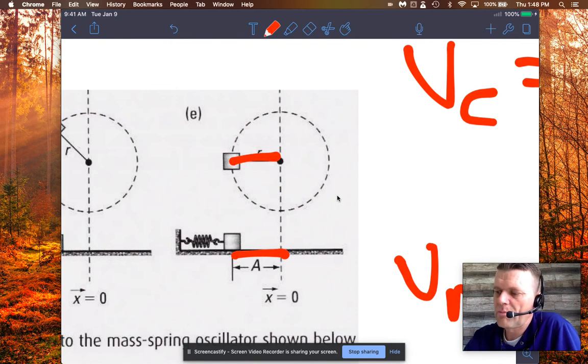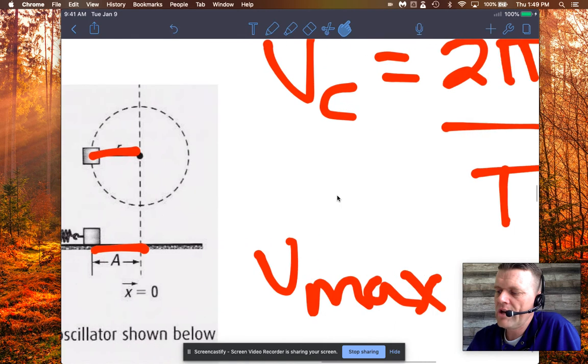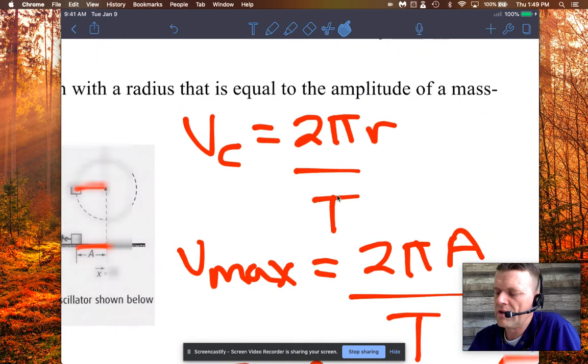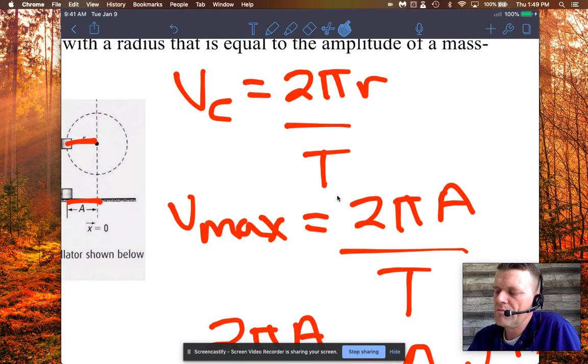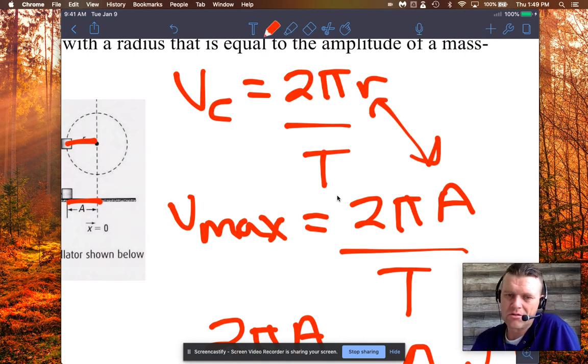So for the spring, we can change the maximum velocity for the spring to match, it would be 2 pi times A over the period, okay? So these two, I just swapped amplitude for the radius. They're really a distance, so I'm not breaking any rules by doing that. But this is the clever adaptation.